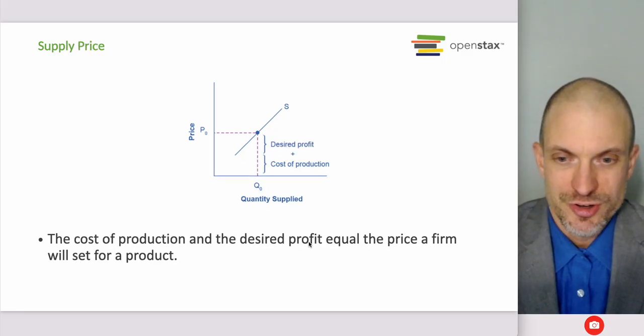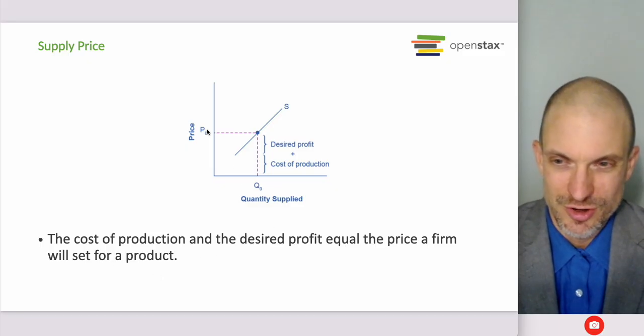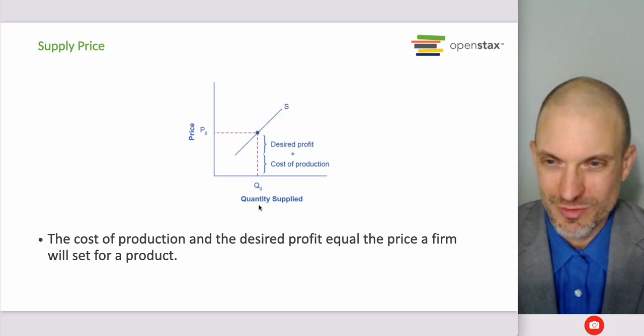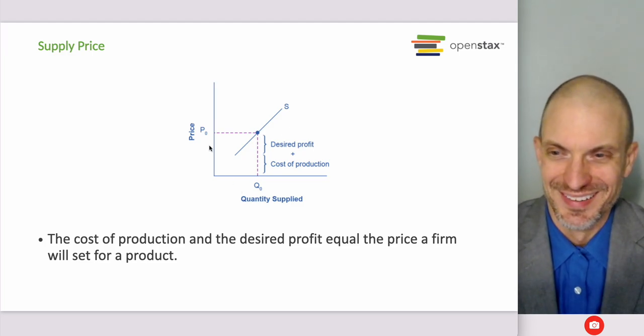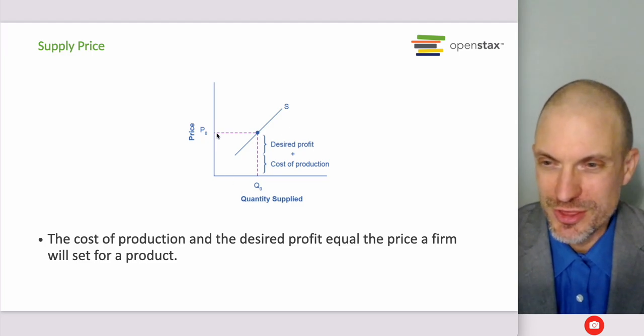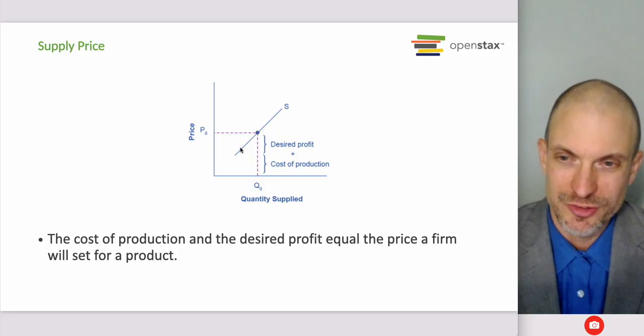The cost of production and the desired profit equal to a price a firm will sell for a product. Right. So here's the price. The price is going to be the desired profit plus the cost of production. Wow, that's a wild way to describe this. All right, so the profit is going to be like our producer surplus. That's going to be the difference between the price and the marginal cost.